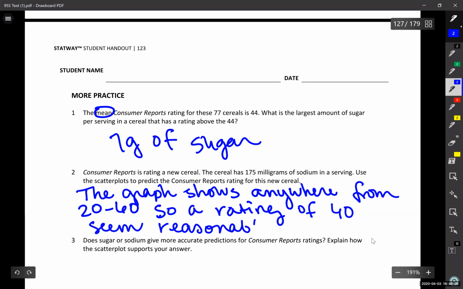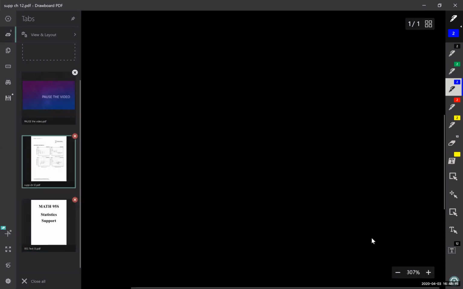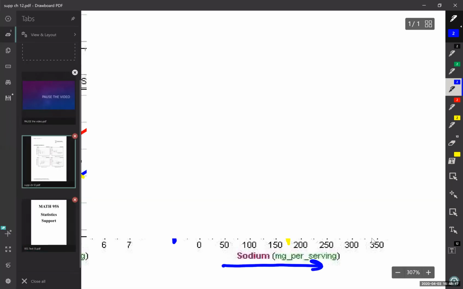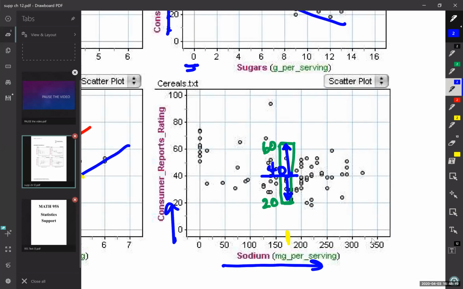Now that one was hard, and I don't mean hard like you don't know what I'm talking about. I think you know what I'm talking about. But it was hard in that it was hard to be specific. There are so many choices in there. In fact, any answer from 20 to 60 was a reasonable choice.